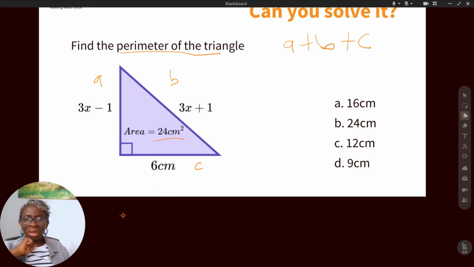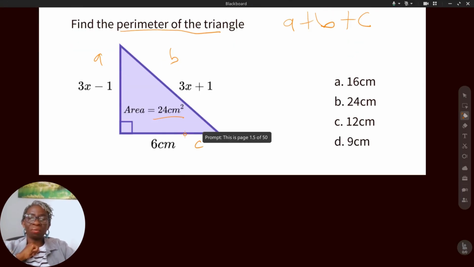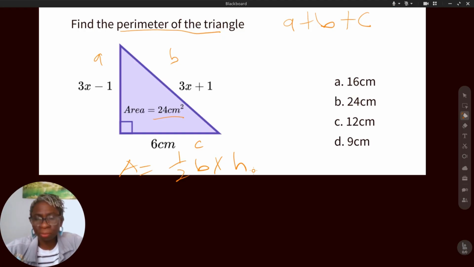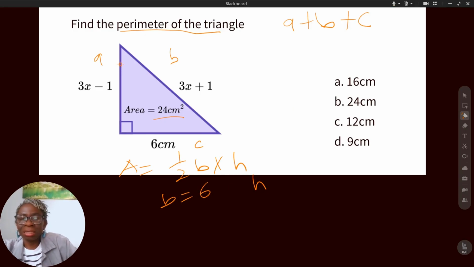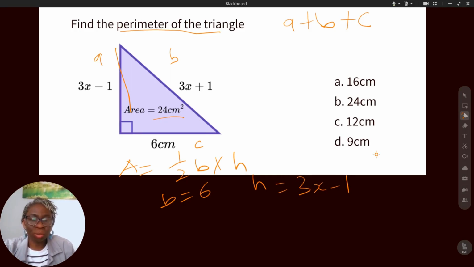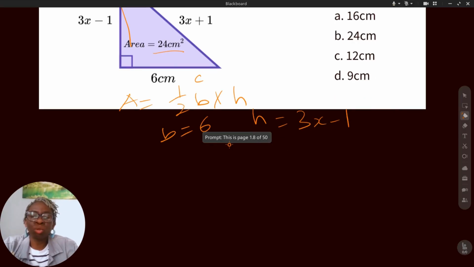So let's do it like this. What is the area of a triangle? The area of a triangle says half base times height. And when you look at this triangle, this is the base. So the base is 6, and then this is the height. The height is 3x minus 1. And we're given the area to be 24.